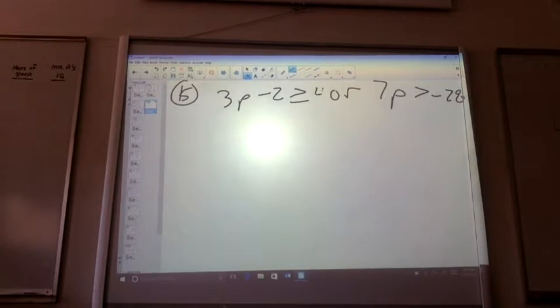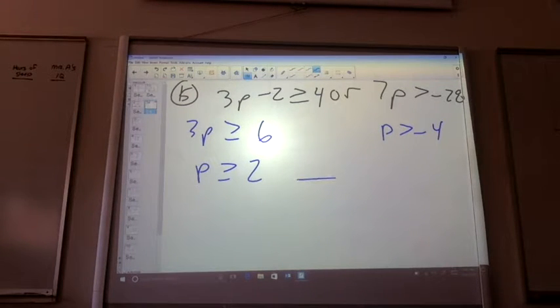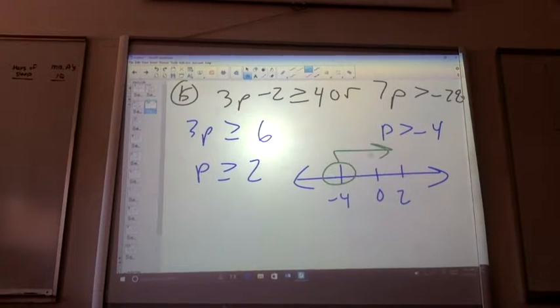Right. Oh, I forgot to write before that. All right. So 3p, add 2 to both sides, divide by 3. And then this one I'm dividing by 7. So let's look on a number line at what this is going to look like. If I have -4 down here, a 0 here, and 2 here. On an or problem, I want values that are bigger than -4, and I want values that are bigger than or equal to 2. Are we okay so far?